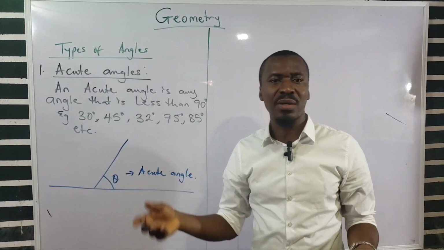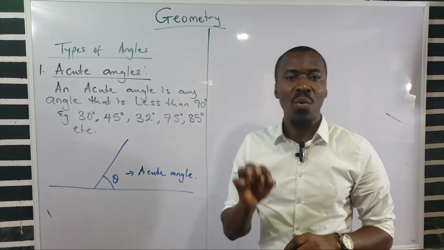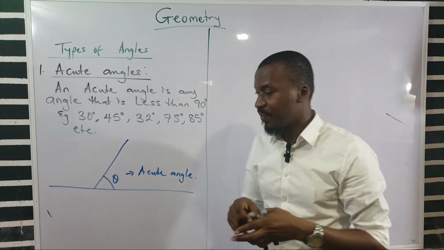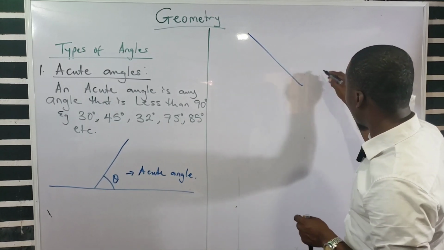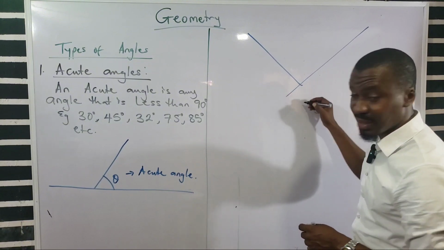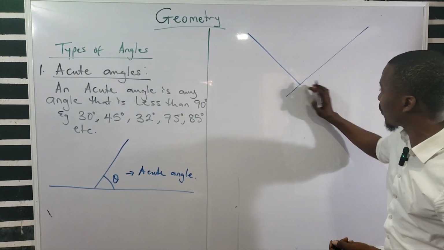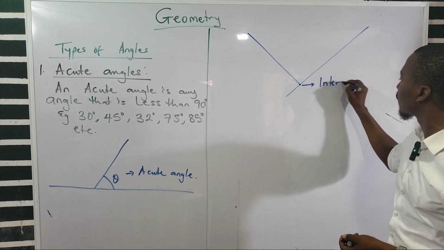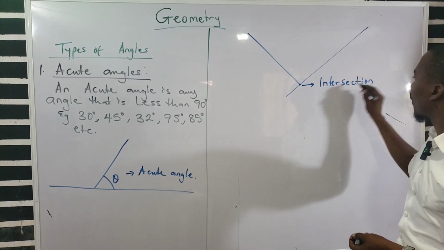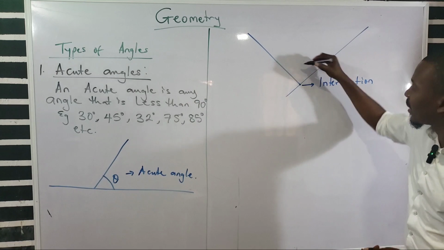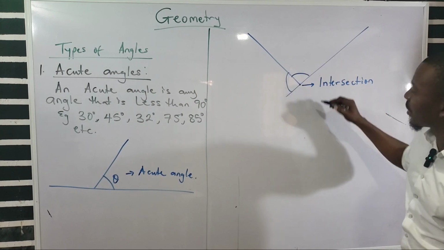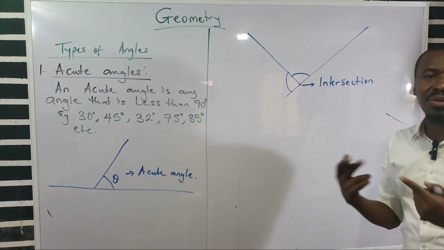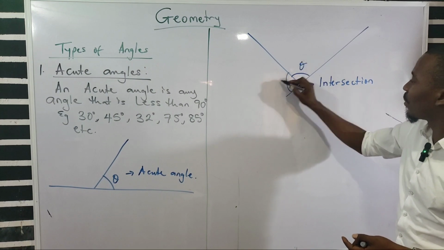You might be asking, what's an angle? In case you don't know what an angle means, when a line meets another line, there will be an angle there. What that means is that when a line meets another line, whether it crosses or it just stops at the point of meeting, this point we call the point of intersection. There is an angle here, there's an angle here. So whenever a line meets or intercepts another line, there is an angle formed.